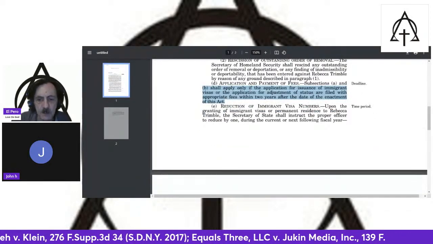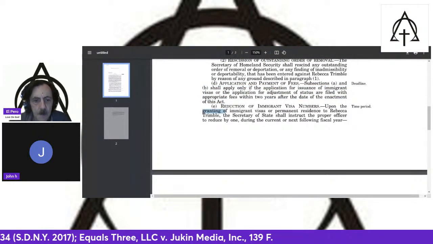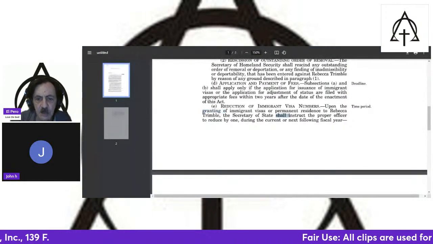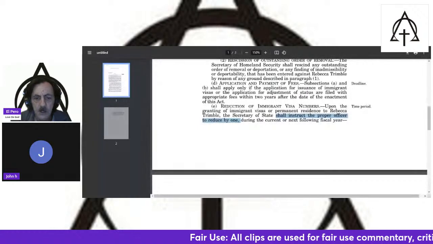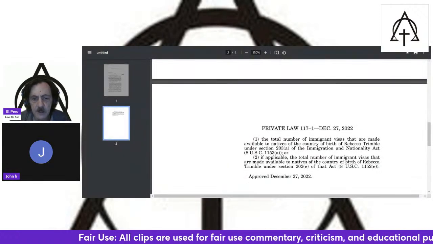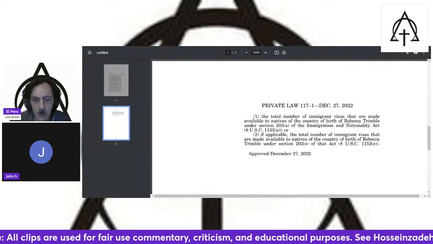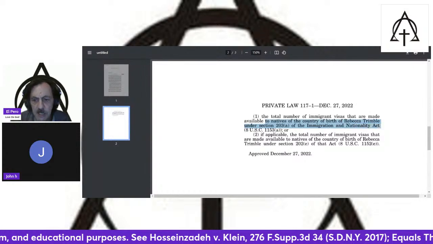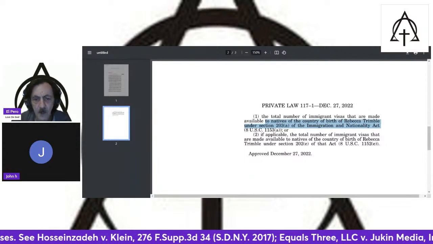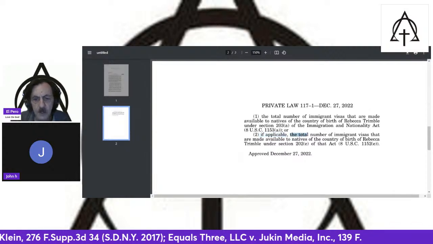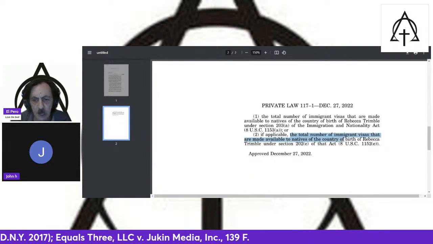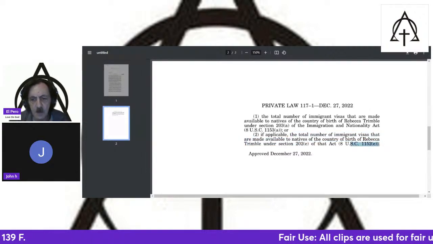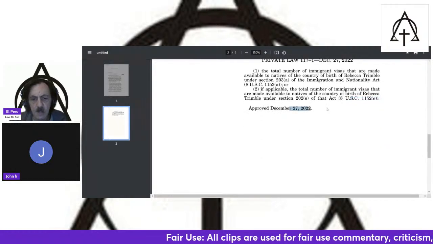Reduction of immigrant visa numbers. Upon the granting of immigrant visas or permanent residence to Rebecca Trimble, the Secretary of State shall instruct the proper officer to reduce by 1 during the current or next following fiscal year the total number of immigrant visas that are made available to natives of the country of birth of Rebecca Trimble under Section 203A of the Immigration and Nationality Act, 8 U.S.C. 1153A, or, if applicable, the total number of immigrant visas that are made available to natives of the country of birth of Rebecca Trimble under Section 202E of that Act, 1152E. Approved December 27, 2022.